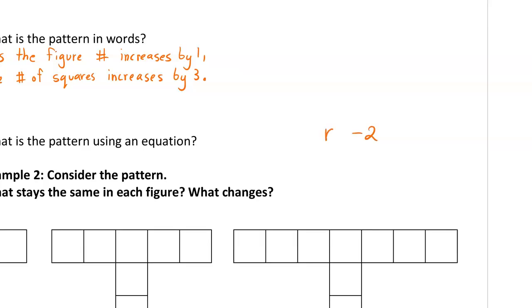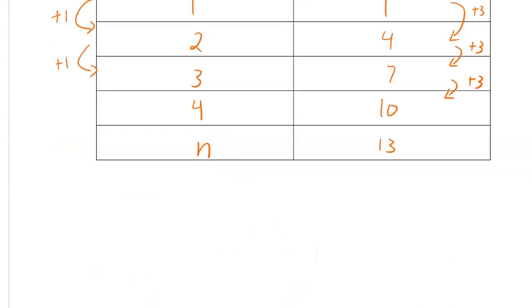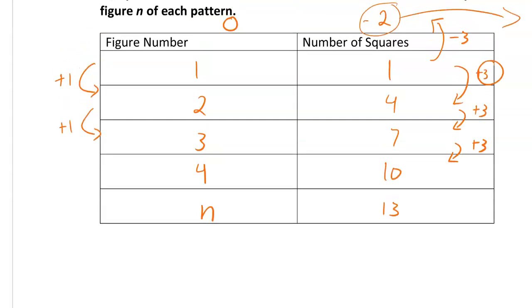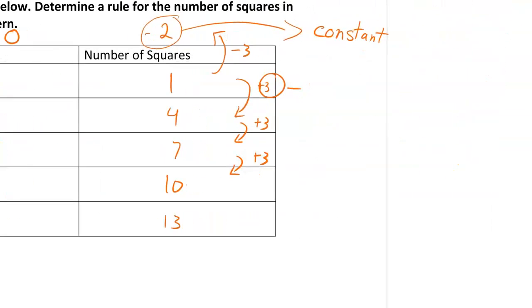Now we also have an n, and we have to figure out what is our rate of change for n. Well, every time our n changed, it was changing by 3. When we went from figure 1 to figure 2, it increased by 3. When we went from figure 2 to figure 3, it increased by 3 again. So our rate of change, I'm just going to write that down, this is our rate of change.